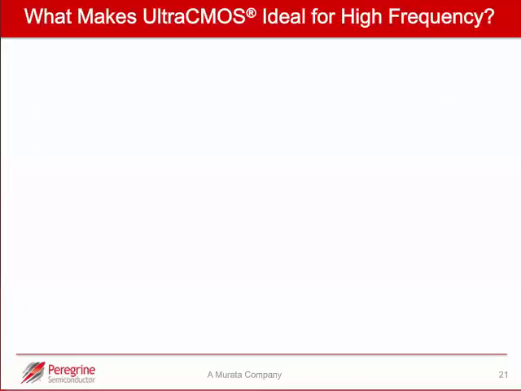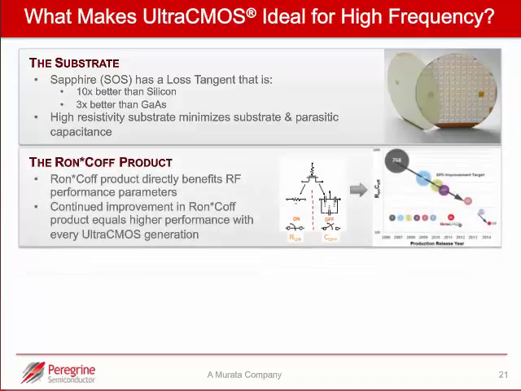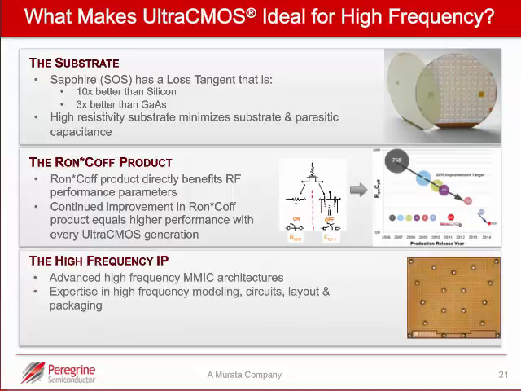So what makes UltraCMOS ideal for high frequency? It's really three things. One is the substrate, much better than silicon, and even better than GaAs. It does have a very high resistivity, and that helps minimize the formation of parasitics and minimizes nonlinearity. And then we are CMOS in nature, so we are continuing to follow the CMOS scaling. And then finally, it's our internal design IP that we're able to implement full MMIC architectures, and behind that is a robust modeling, layout and packaging capability.